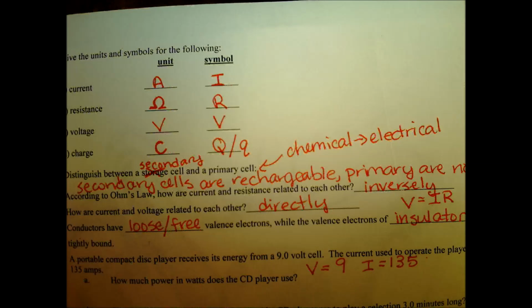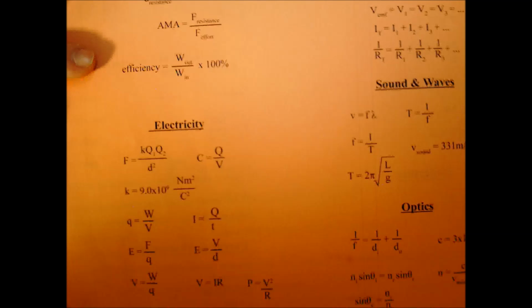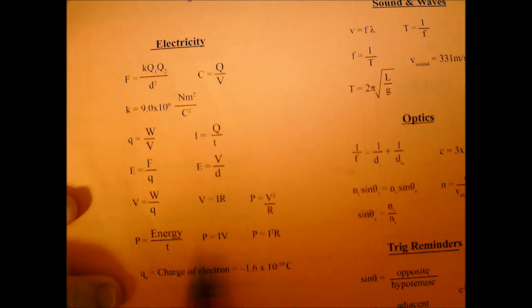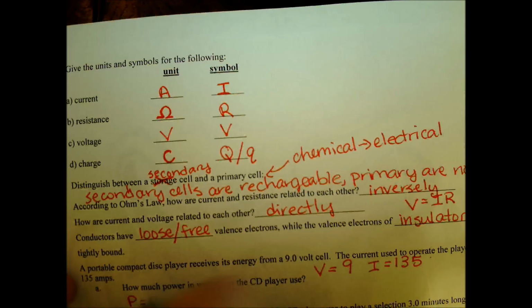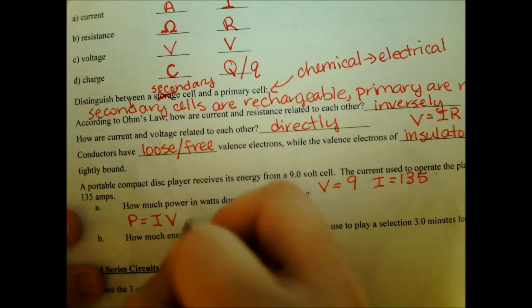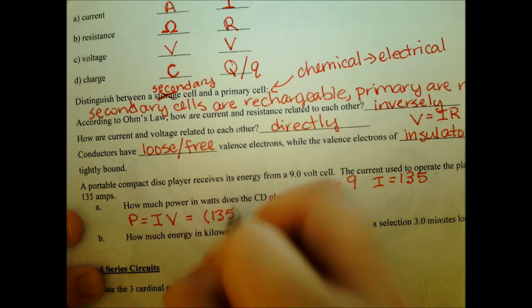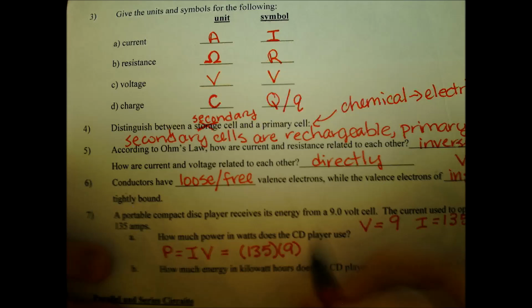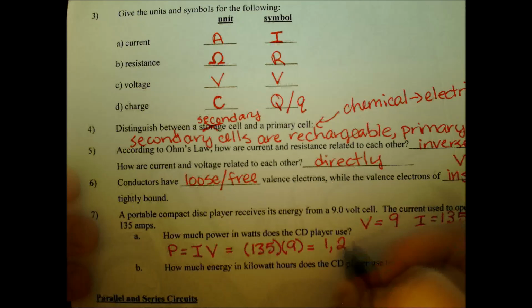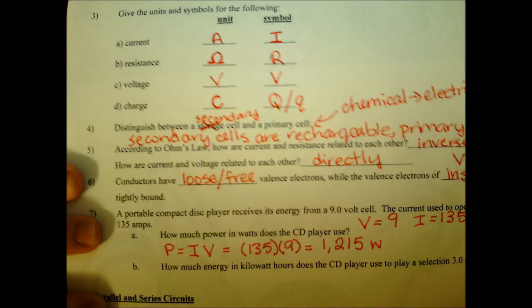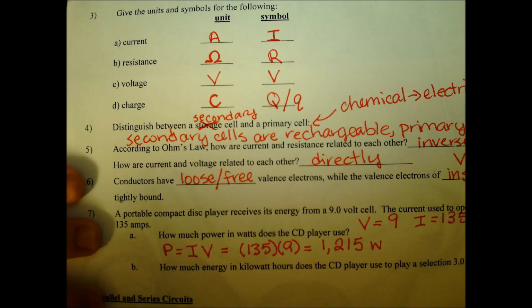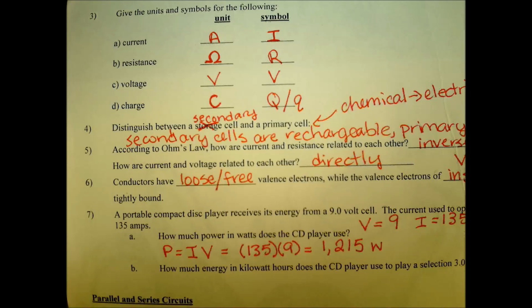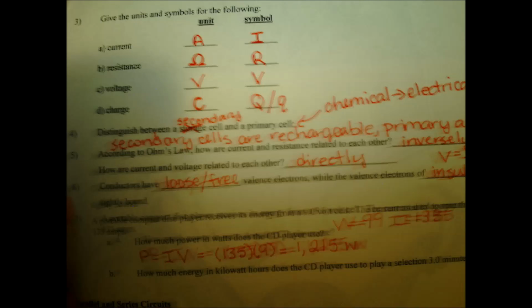We're going to go to our handy formula sheet. Under electricity, we happen to have a formula for power, that is P equals IV. So I'm going to say P equals IV, 9 times 135, and the answer to that is 1,215 watts. Wait, did I write that down right? Yes, 1,215 watts.